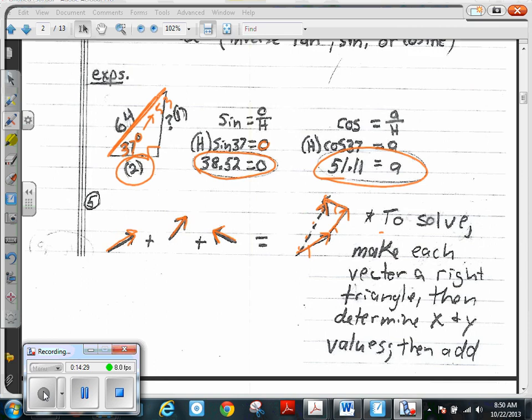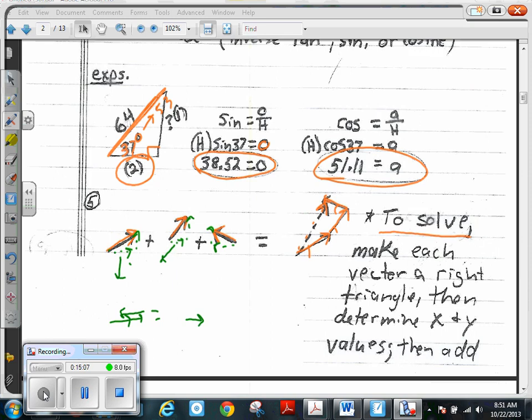So what you need to do to solve, you make each vector a right triangle, then determine x and y values, and then add all those together. So if I was to solve this right now, I would figure out what that is, and that, and that, and that. Then this piece here will be a little x plus that is a little smaller x. This x is going in reverse, so it'd actually be like that. So my resultant of all these then would be that.